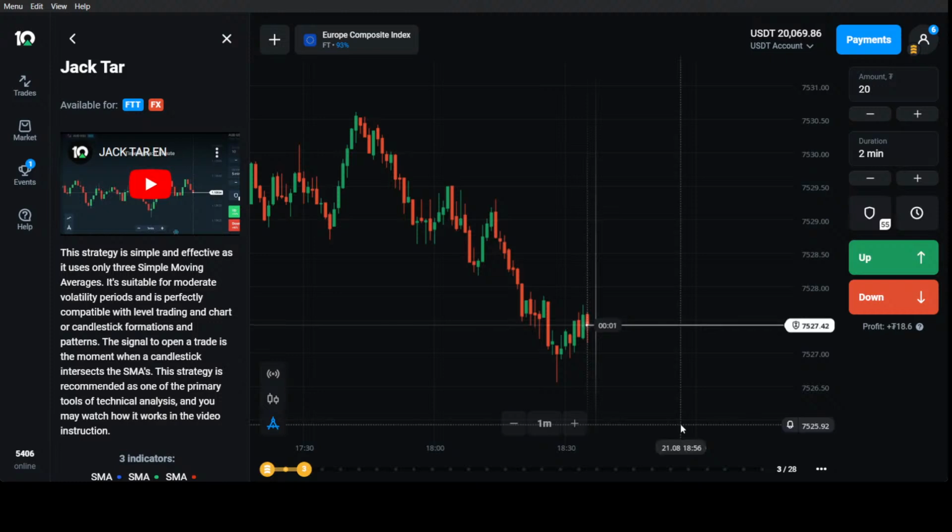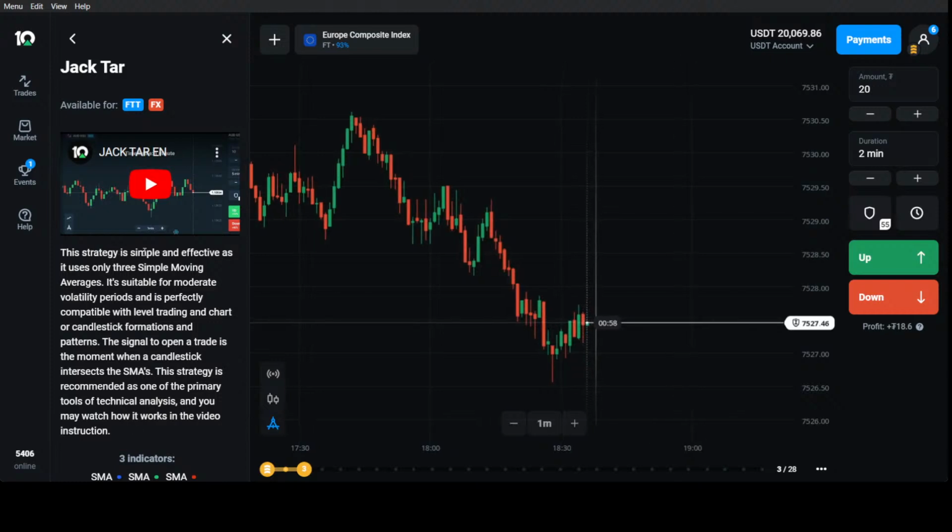Okay, so this strategy is simple and effective as it uses only three SMAs. So in this strategy, you will see three SMAs, three simple moving averages. And this is suitable for moderate, that is medium level of volatility.